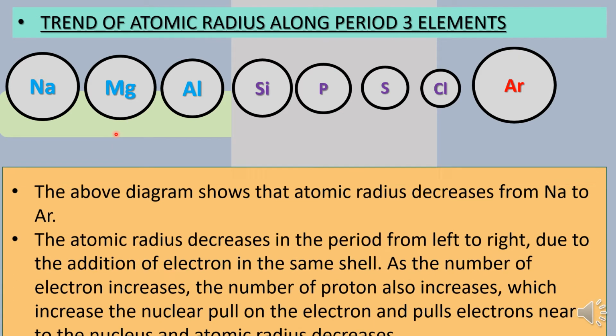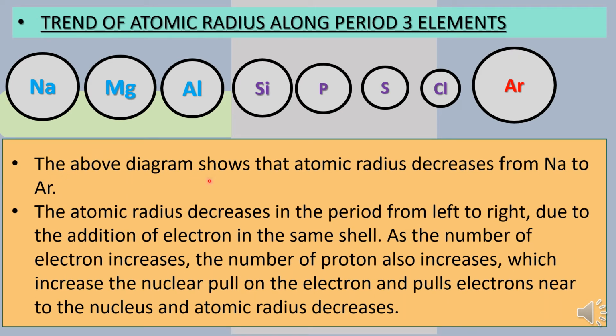I have already written this explanation on the screen. The diagram shows that atomic radius decreases from sodium to argon. The atomic radius decreases in the period from left to right due to the addition of electrons in the same shell. As the number of electrons increases, the number of protons also increases, which increases the nuclear pull on the electrons and pulls electrons nearer to the nucleus, and atomic radius decreases.